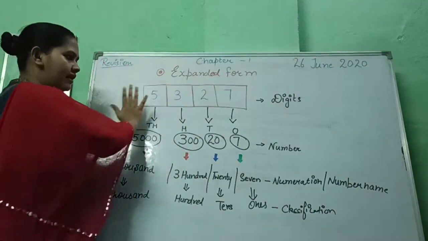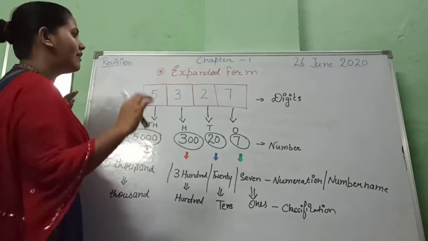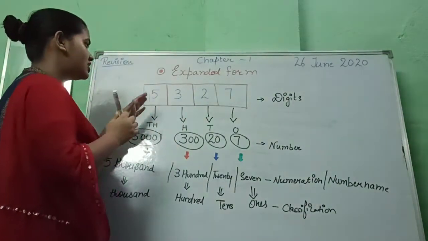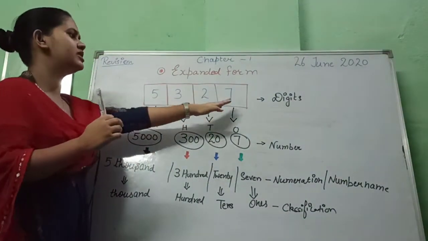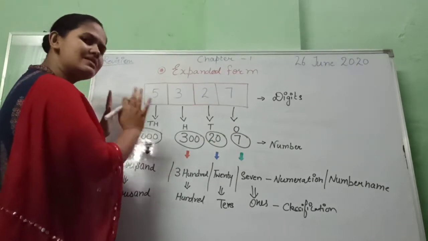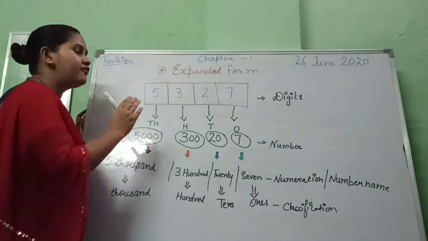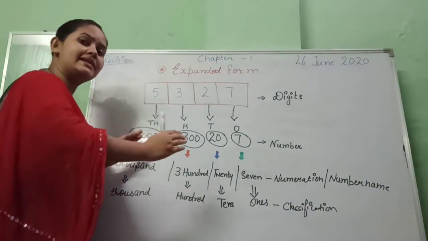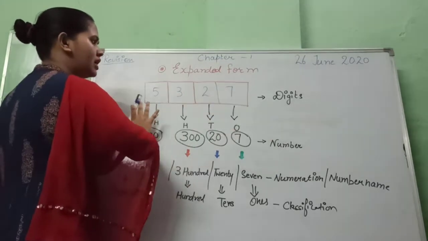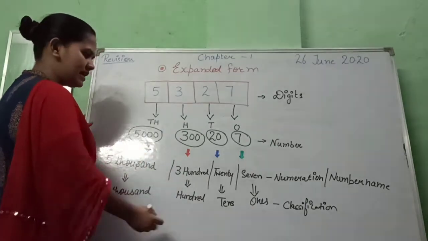So for you, I have done all this. You can see I have divided the digits into sections, right? You can see the sections I have given: 5, 3, 2, 7. These are all known as digits. Now these are only digits, right? So expanded form means we have to expand them. They are just written in the digit form, so we have to expand them just like this.